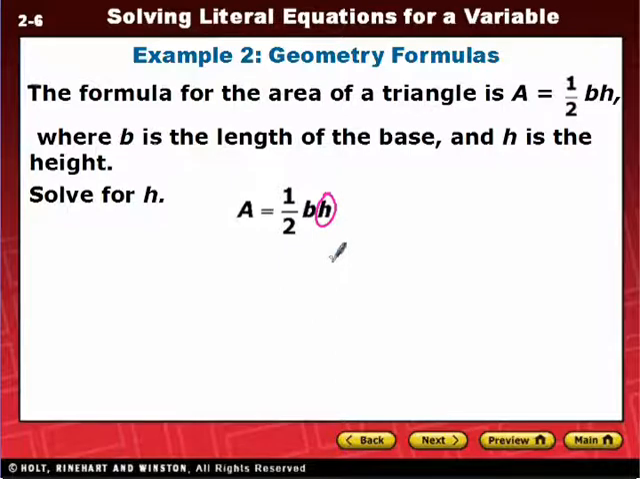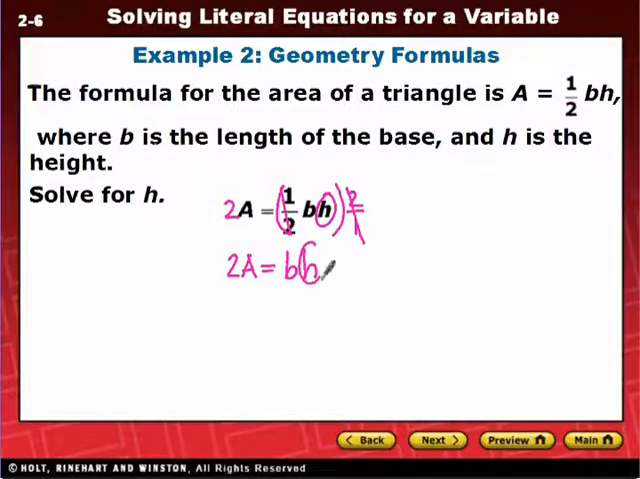Right? Well, it got multiplied by 1/2, and it got multiplied by b. So the first thing I'm going to do is get rid of the 1/2. It doesn't really make any difference what order I actually do. And anytime I want to get rid of a fraction, I multiply by its reciprocal, which is just 2. So now the 1/2 and the 2 over 1 cancel each other out, and I have 2 times a equals b times h.